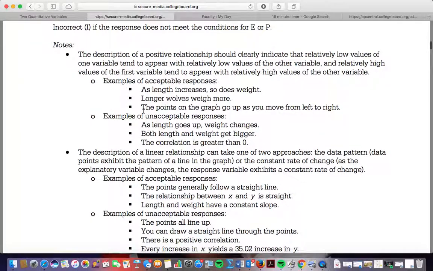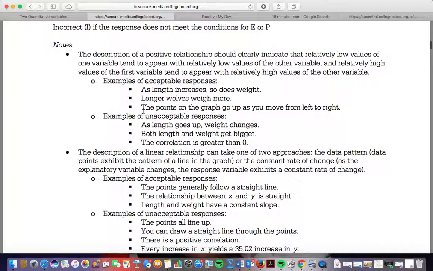An example of an acceptable response for a positive relationship: as length increases, so does weight, or longer wolves weigh more, or the points on the graph go up as you move from left to right. If you said that, that counts. What would not count is "as length goes up, weight changes." It's not specific enough. "Both length and weight get bigger" doesn't really tell me much. And "the correlation is greater than 0." That's great, but need more than that, okay?